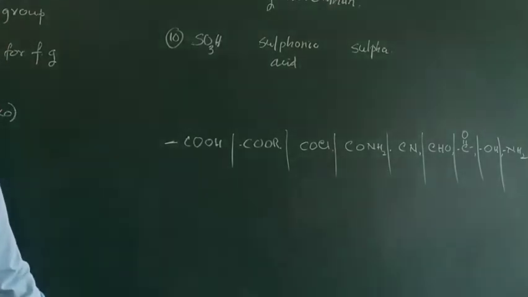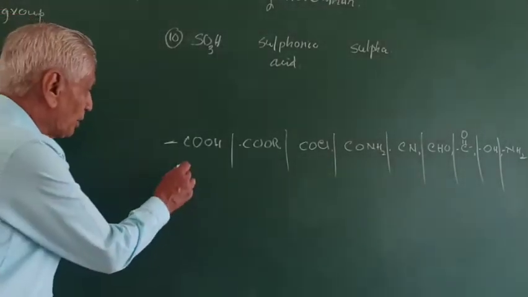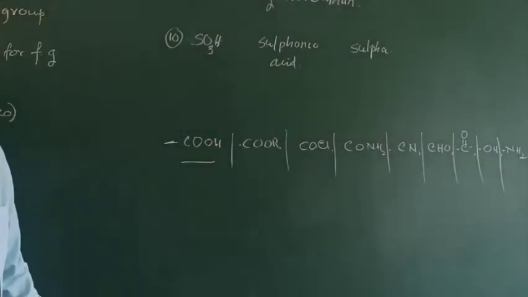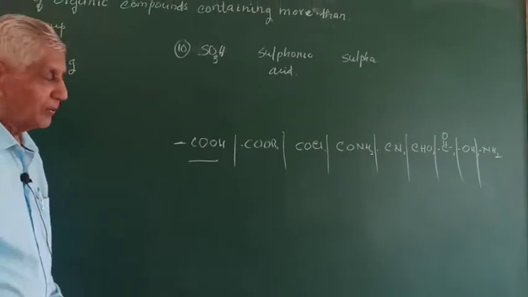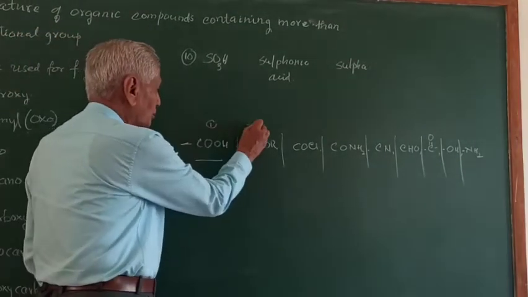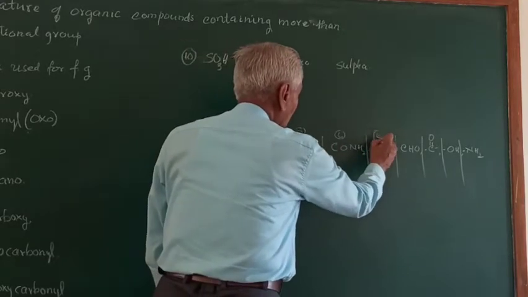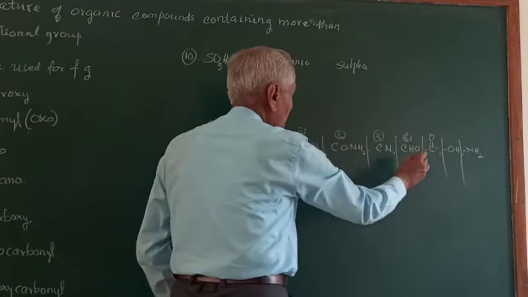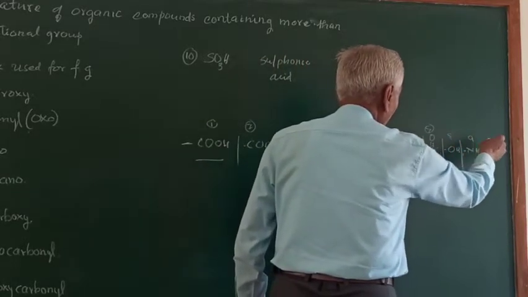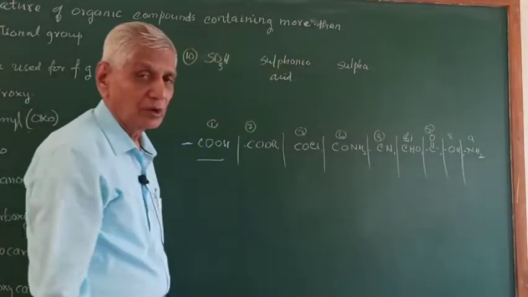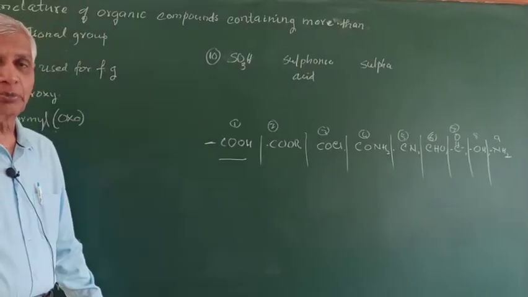If the compound contains a CHO group and an OH group, you have to select the CHO group as the main one. So the order of selection of the functional group is in this way. First you have to select this one, second this one, third this one, fourth this one, fifth, sixth, 7, 8, 9. If it contains more than one functional group, the selection should be done in this order.